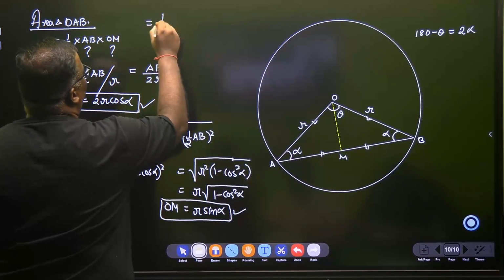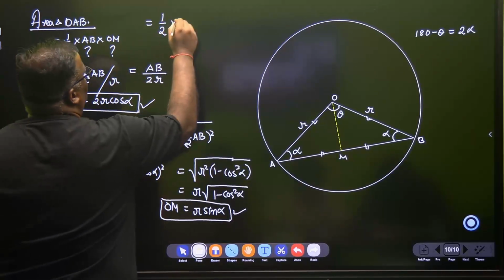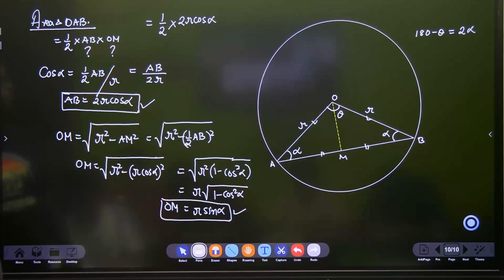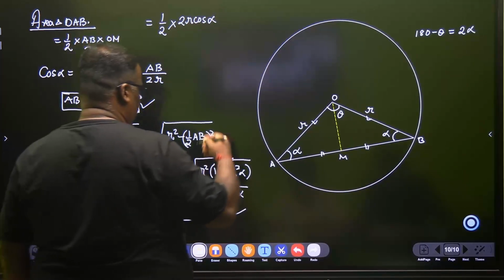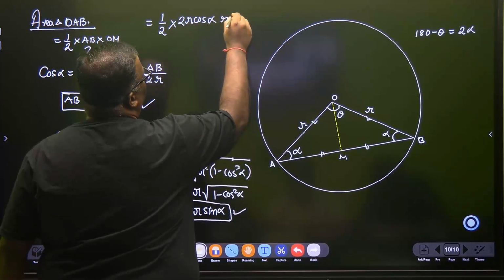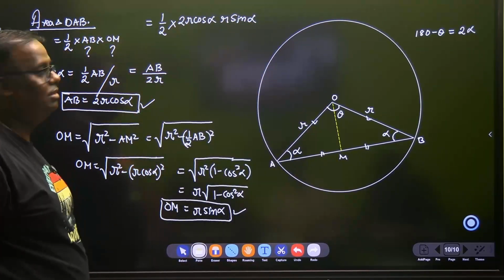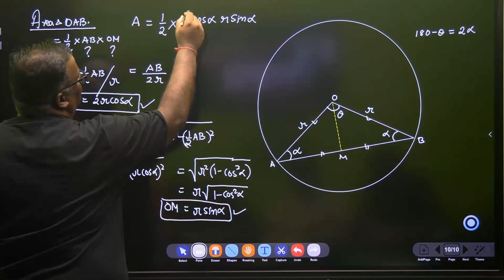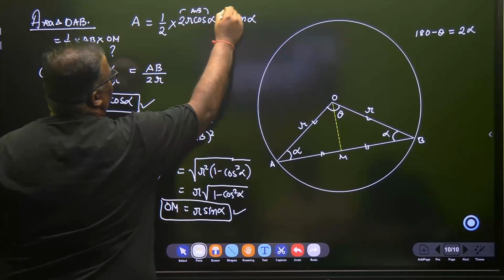Area is equal to half, what is base AB? AB is 2r cos alpha. Agreed? Okay. And what is OM? R sin alpha. This is the area. This portion, if you are not understanding, is AB, and this is OM.